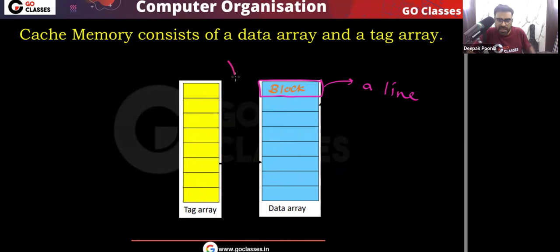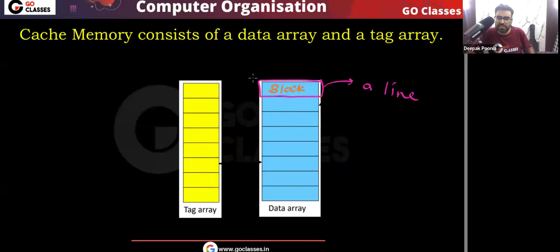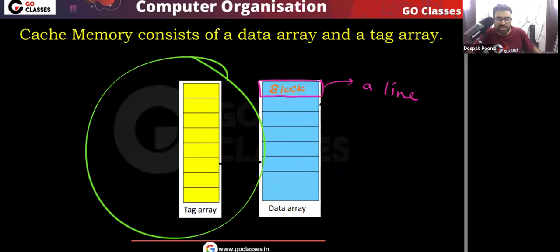In the tag array, we store the tags. We also store the valid bit, dirty bit, and all the status bits in the tag directory, or tag array. Remember, associated with every line there is a tag: if you have 8 lines, then there are a total of 8 tags. So in this tag array, we store the tags associated with all these lines, along with the valid bit, dirty bit and so on.